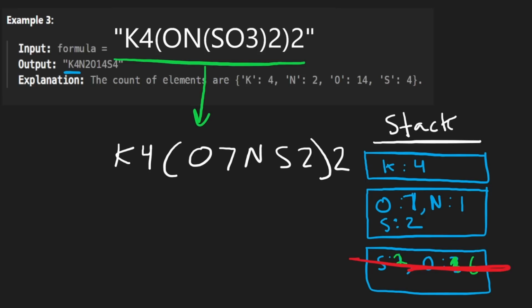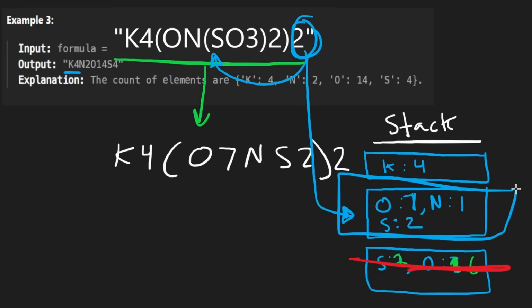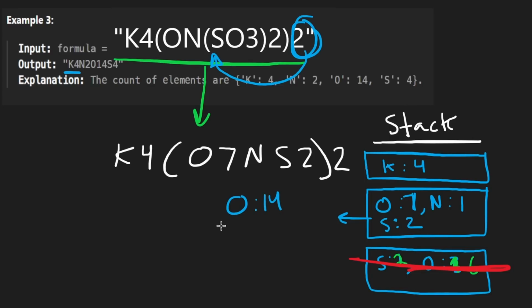At this point, we're just going to continue. Now we're going to get to this closing parenthesis, and we have a 2 that comes after it. What does that tell us? This too is distributed within everything here. In terms of the algorithm, this too is distributed within everything in the previous, or you could think of it as the current hash map. So I guess I'll try to redraw this over here. Well, O14, N is going to be 1, S is going to be 4.